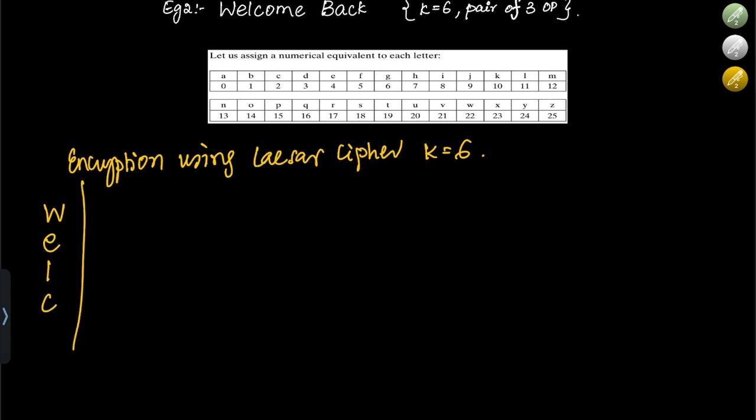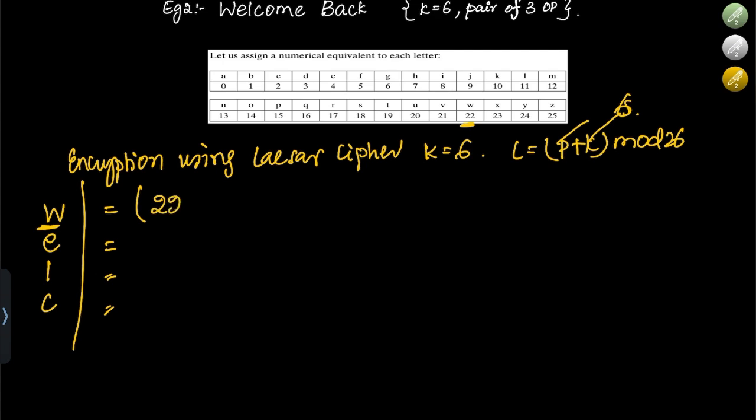Let me write down the formula. C is equal to P plus K mod 26. The P value is unknown, the K value is 6. For W, the number is 22. 22 plus 6 mod 26. So here we have 28 mod 26. 28 is greater than 26, so subtract it. 28 minus 26, I get 2. So 2 is C here.